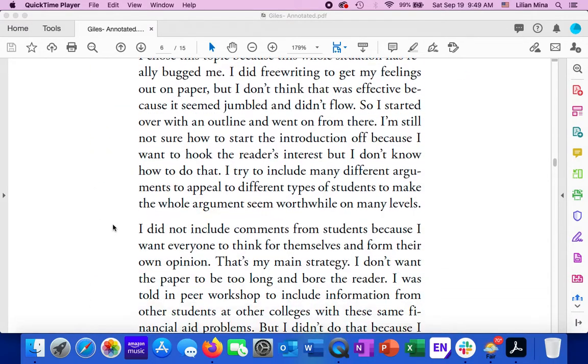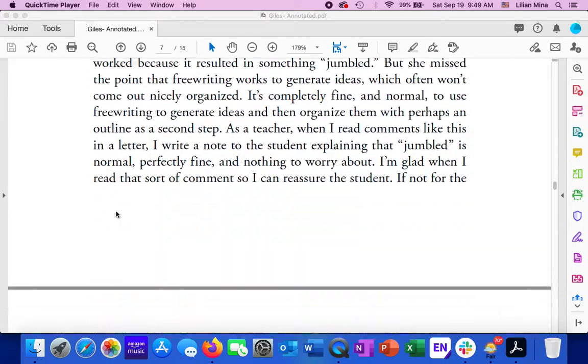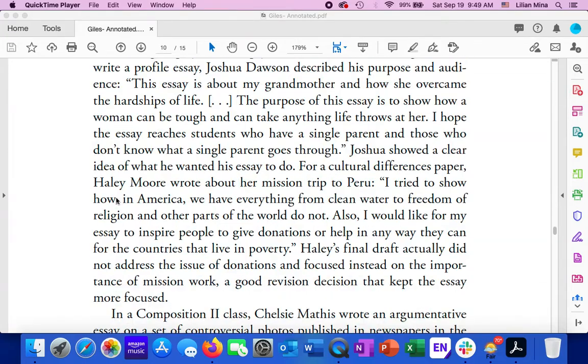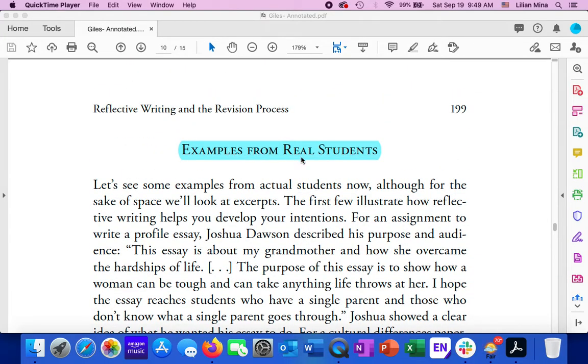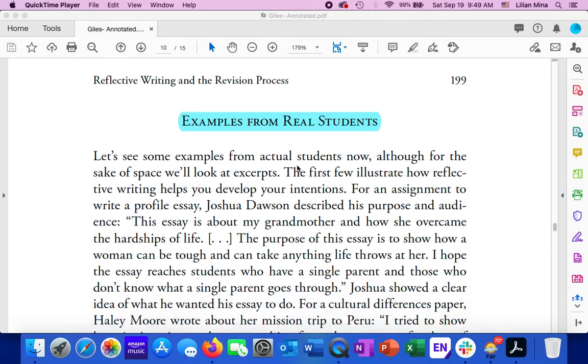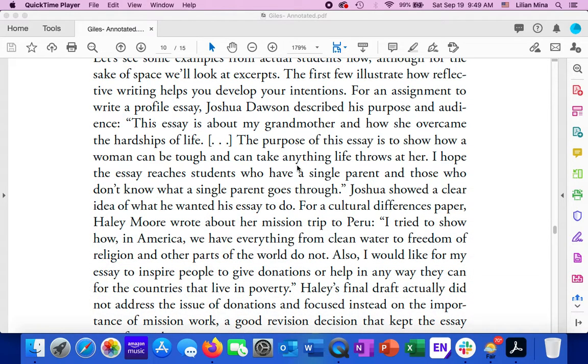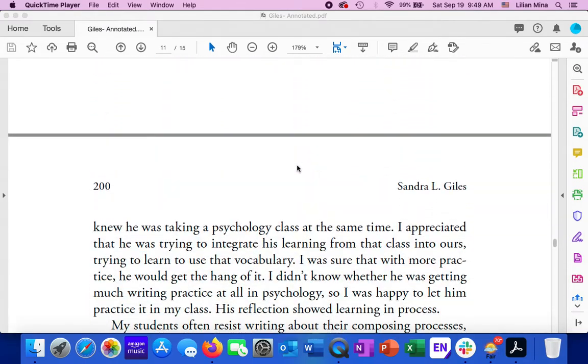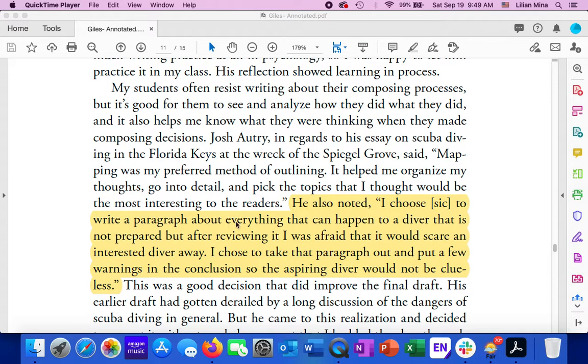If you skip that part, I'll take you to the next one. Yes, examples from real students. So Sandra Giles here includes some examples. I'm not going to read everything again, but I'll read some examples that I highlighted here for you to think about how that works. So for example, here we have one of her students.